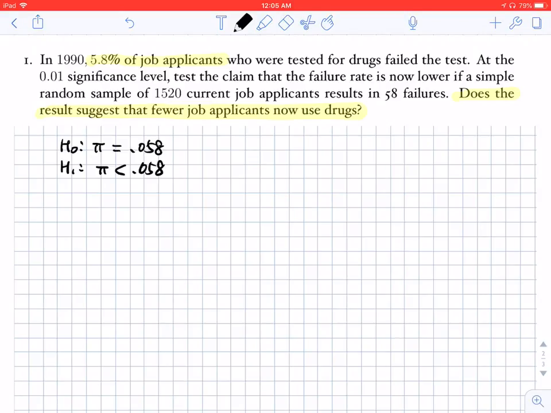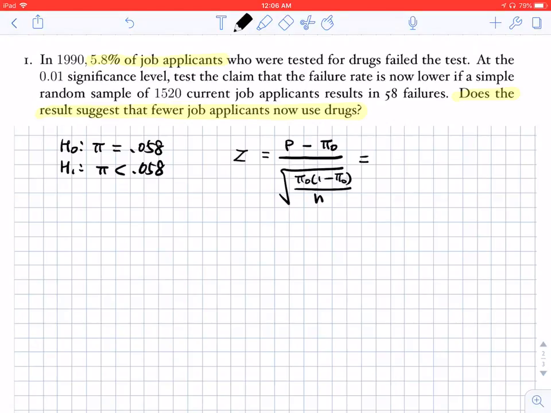Under the testing of hypotheses about proportion, we don't need to worry about probability distributions anymore, because we are always testing with the standard normal distribution. So our test statistic is Z all the time, and the formula is p, the sample proportion, minus pi 0, the proportion from the null hypothesis, over the square root of pi 0 times 1 minus pi 0, over n.